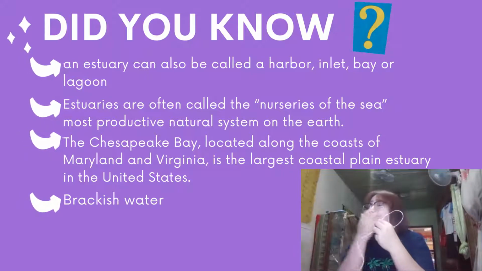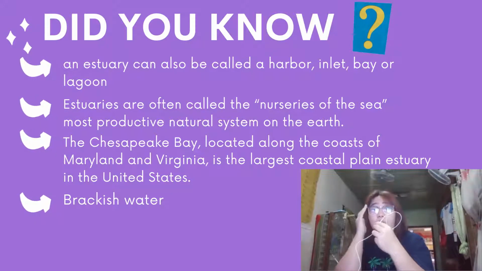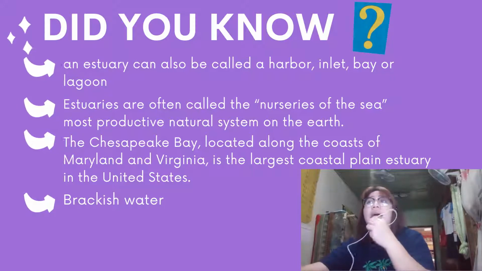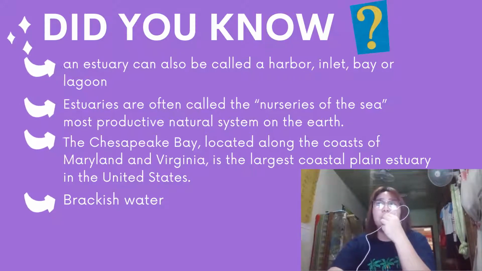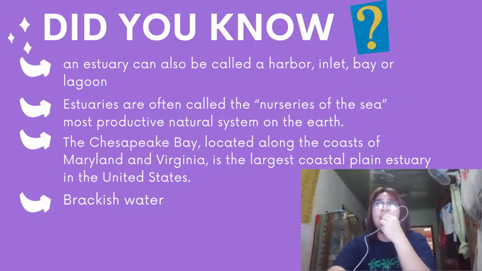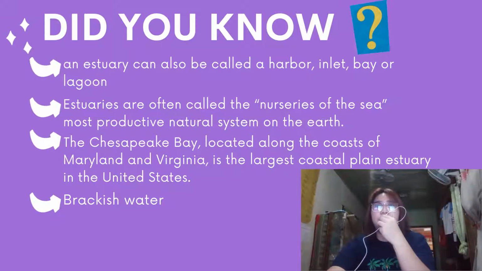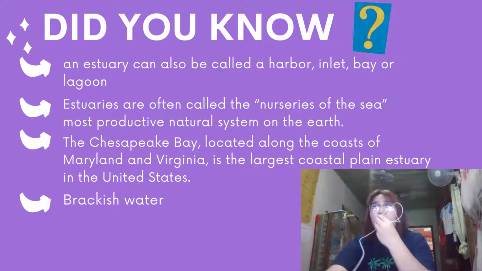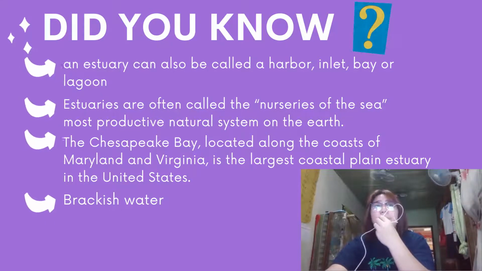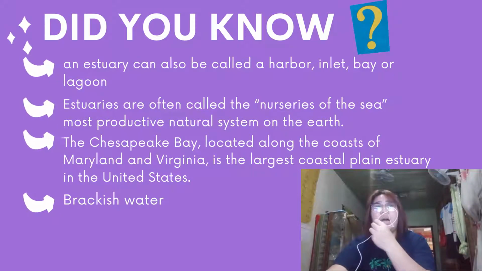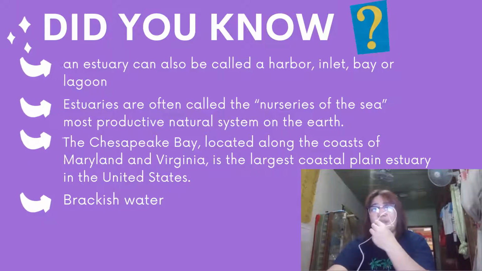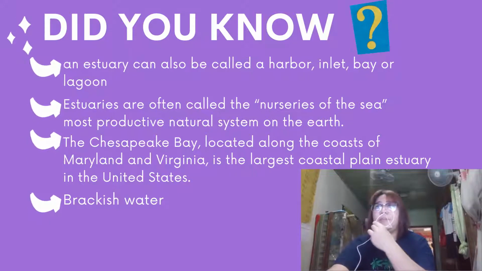An estuary can be called a harbor, inlet, bay, or lagoon. As I said earlier, estuaries are often called the nurseries of the seas. Most productive natural system on the earth. Estuaries are called nurseries of the seas because many fish and shellfish and many species rely on the sheltered water of estuaries as protected spawning places.